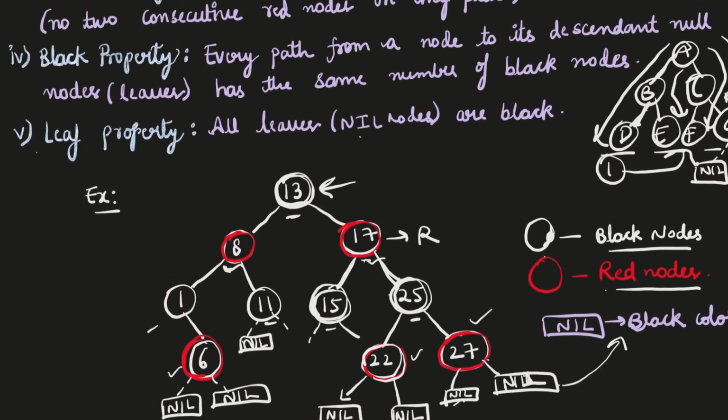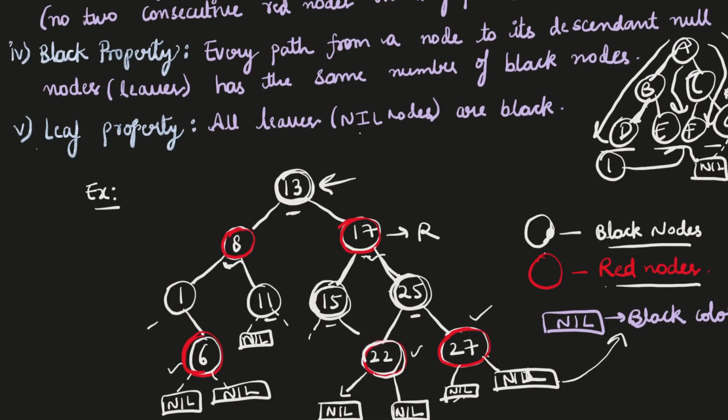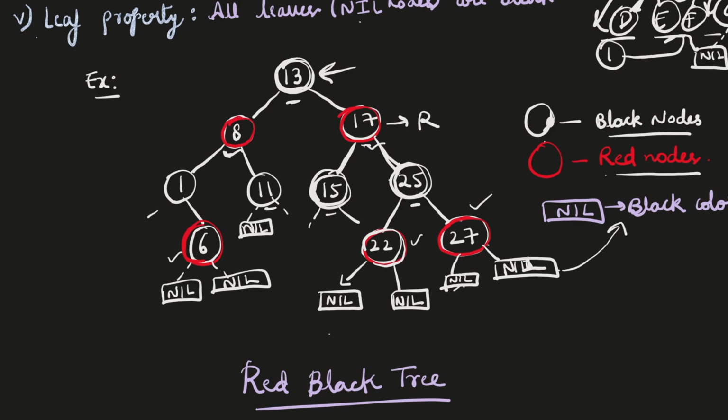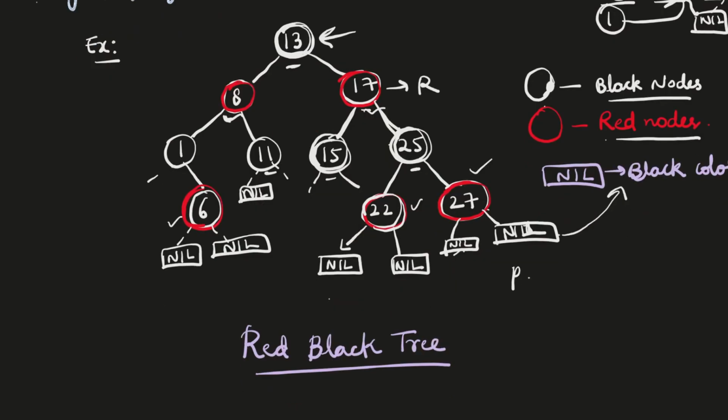Now coming to the fourth property, it is every path will have the same number of black nodes till the descendant nil nodes. So now if you calculate the paths, I'll tell you how we calculate the paths. Here the first path is from 13 to 6. I'll tell you how you calculate a path. This is the path 13 to 6, the traversal you do to move from 13 to 6.